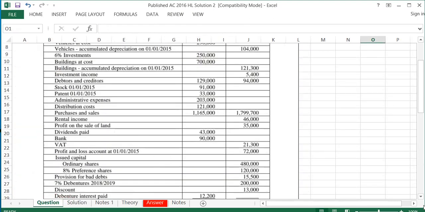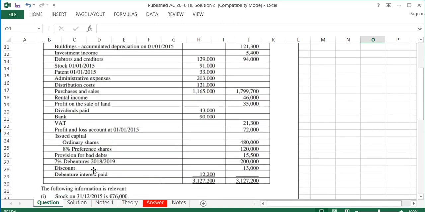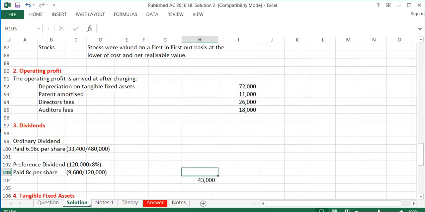If I look at my preference shares, there are 8% preference shares and those shares are worth 120,000. So the preference dividend will be 120,000 by 8%, which is 9,600. So if the preference dividend is 9,600 and the total is 43,000, the ordinary dividend must be the difference between the two of those, which is 33,400.